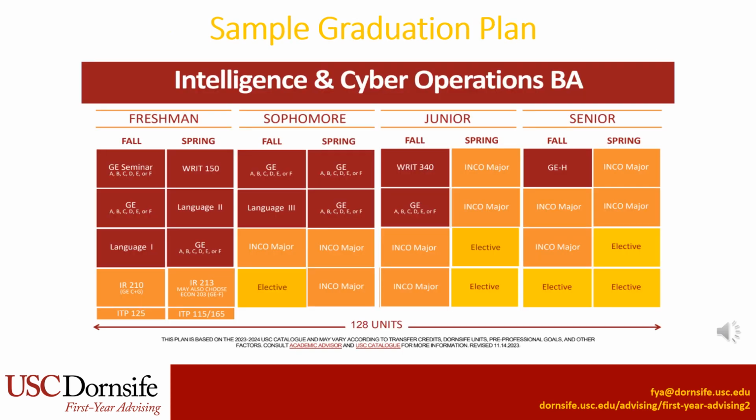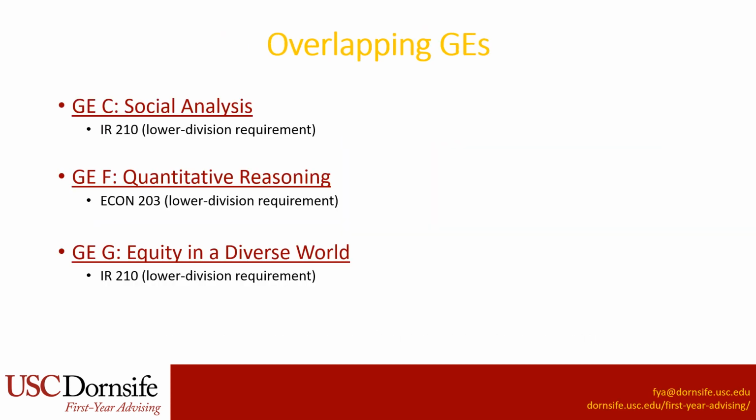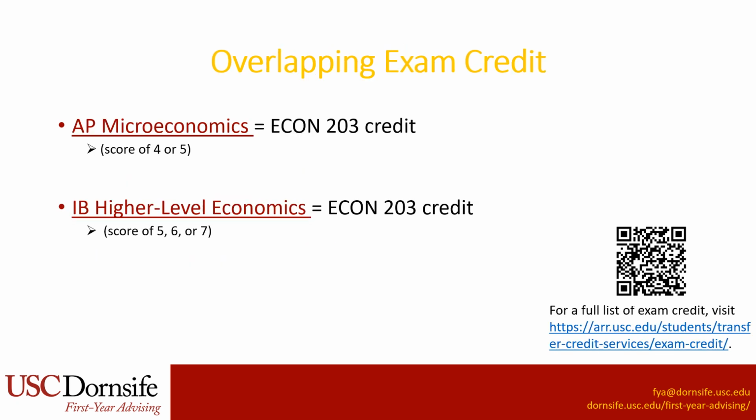And here is the graduation plan for the Intelligence and Cyber Operations major. So, like the other IR majors, you will receive GEC and GEG credit for IR 210 and GEF credit for Econ 203. And once again, if you bring in AP Microeconomics exam credit, you will earn Econ 203 credit, and IB Higher Level Economics will also earn the Econ 203 credit.